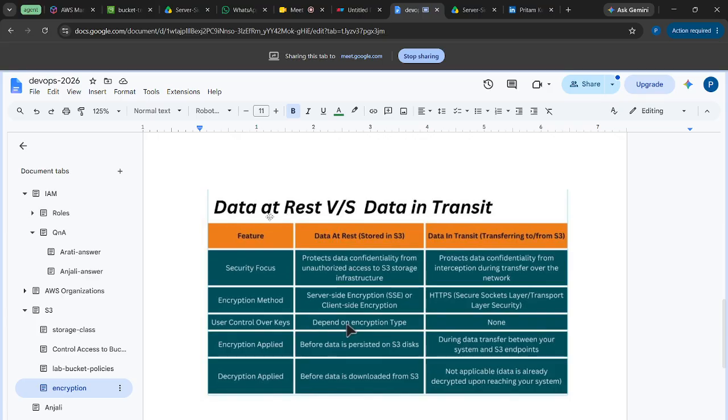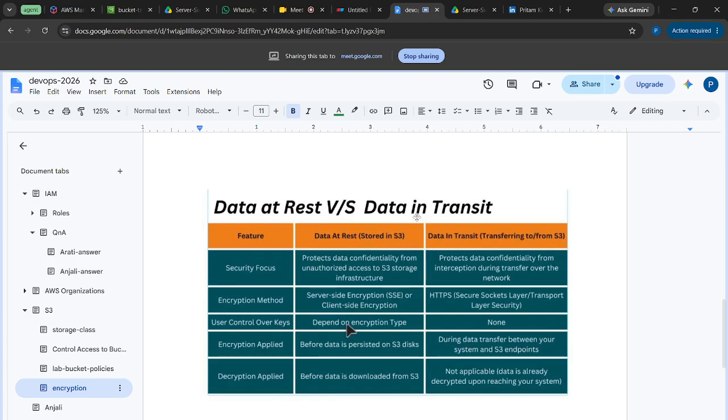Now let's take a look at the slide. Here we are trying to convey data at rest versus data in transit. First, what is data at rest and what is data in transit? Rest means you have already stored your data somewhere and there is no activity happening over that data. That data is completely at rest. You are not performing any operation over that data, like modifying, downloading, uploading, or re-uploading. Nothing. It is completely stored in an S3 bucket.